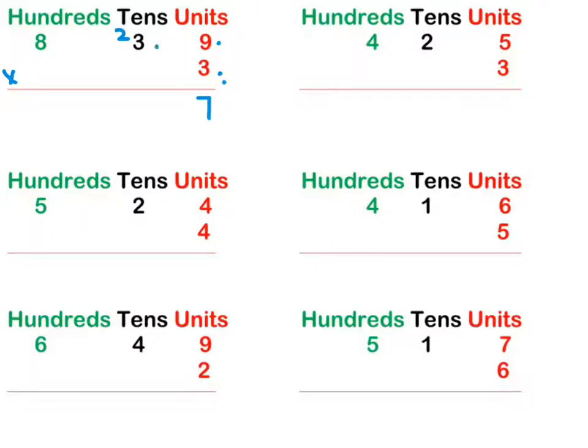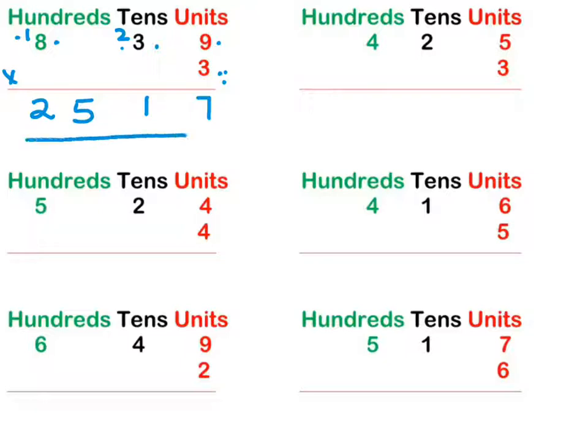3 times 3 is 9, plus that 2 there is 11. So we write a 1 and we carry a 1 to the next column. 3 times 8 is 24, plus that 1 is 25.